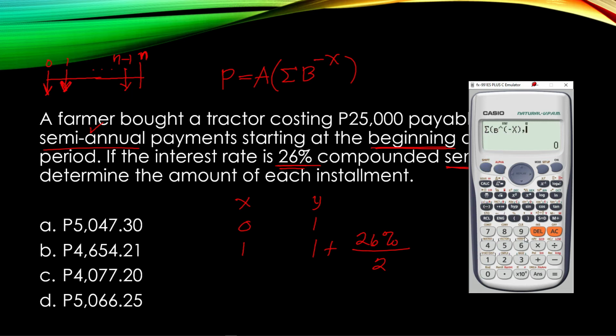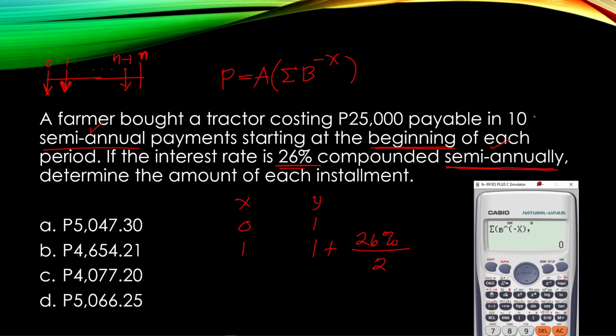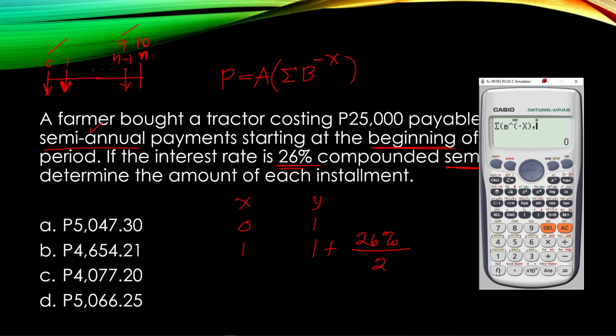Change naman natin kasi yung cash flow natin is from time 0. Yung sinabi niya, 10 semi-annual payments yan, so hindi yan 10 years. Ibig sabihin, 10 equal payments. So, kung 10 ito, this is 10, this is 9. So, yung payment niya is from 0 to 9 lang. Yung limits natin, lalagay natin is from 0 to 9. Tapos, press natin yung equal sign.